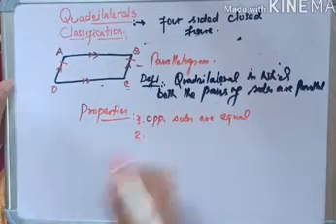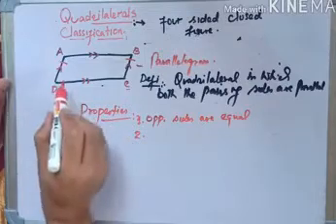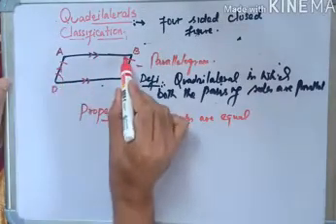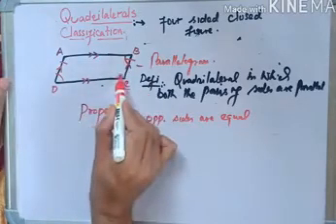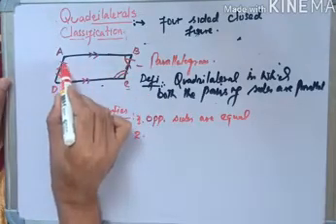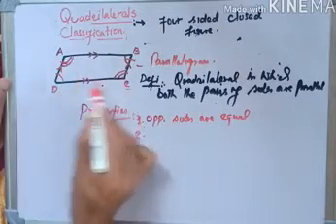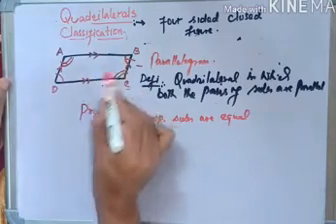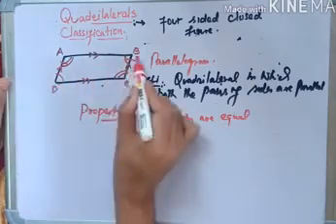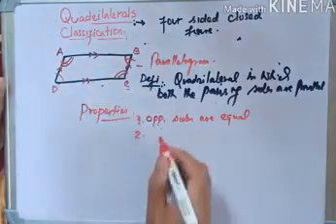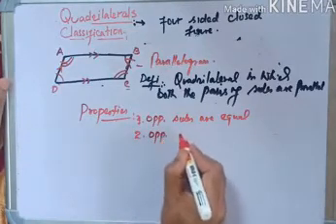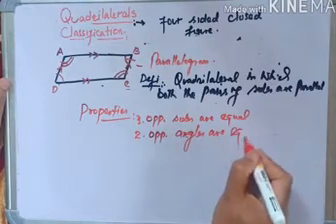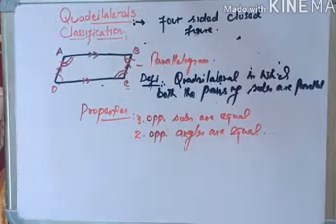Number second is that opposite angles are equal. Observe the opposite angles. This angle is equal to this angle, and I will make two curves to show that these two angles are equal, and in these two I have made only one curve. It means angle D is equal to angle B, angle A is equal to angle C. Opposite angles are equal. This is the second property.